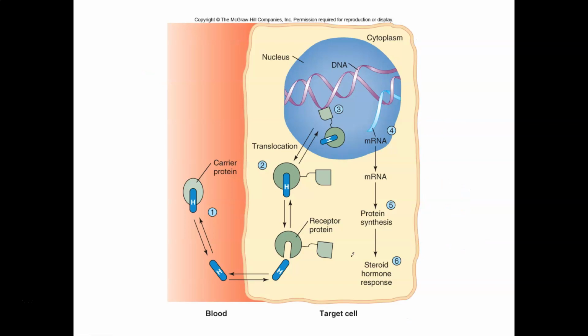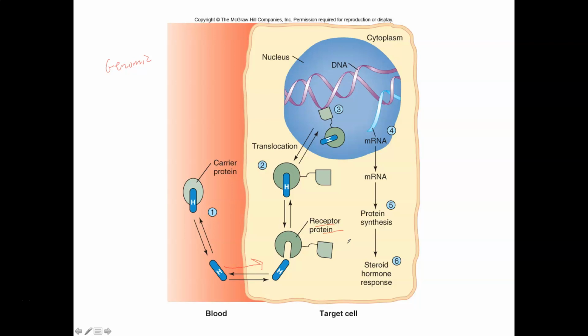So let's look at the mechanism of steroid hormone action within the target cell. So this is the genomic effect. Again, not the non-genomic effect. This is the genomic effect, because we're going to take a hormone and we're going to have it pass through the plasma membrane and interact with the receptors that are inside the target cell. So let's go through sort of a step-by-step process here.